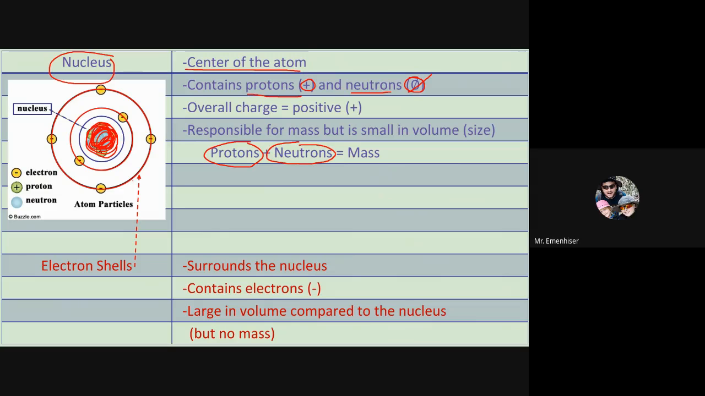Okay. Now let's look at these electron shells. The electron shells surround the nucleus. They contain electrons, which are negatively charged. They are large in volume. They take up a lot of space compared to the nucleus. And again, we talked about this in class. The electron orbit is huge compared to the nucleus, but the electrons have no mass. So the electron shells have all the volume, all the space, but no mass.